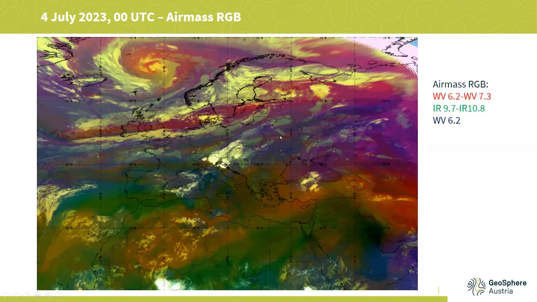So I would like to start this weather briefing with the airmass RGB from today, 0 UTC. And as you probably all know, the airmass RGB's main use is to distinguish between different air masses. You can also use it for analyzing dynamic processes. And it's also very good to distinguish between high clouds or high reaching clouds and mid-level clouds. And this can be clearly seen if you take a look at Central Europe.